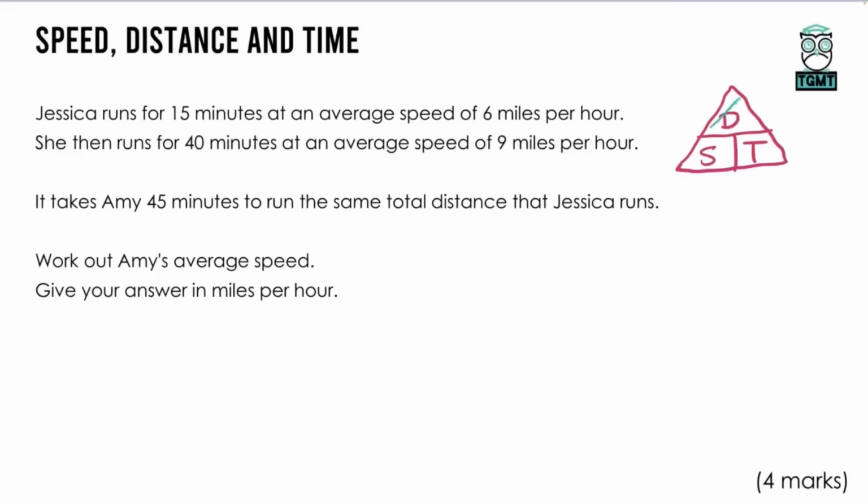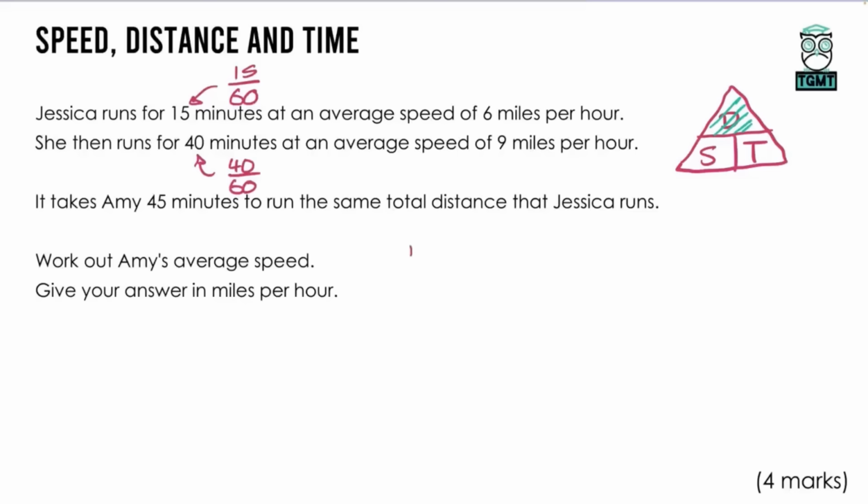So if we want to work out distance, we just do speed multiplied by time. The only thing we need to be careful of is that we write both of these in hours, which is just writing them as a fraction over 60, so 15 over 60, which is 1/4 of an hour, and 40 is 40 over 60. So you don't need to simplify those, you can just leave them as fractions out of 60. That's going to make it easier for us.